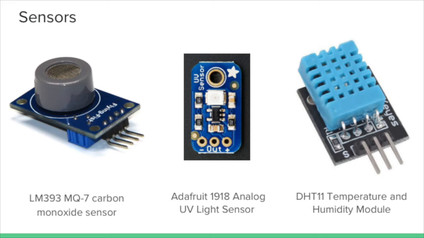To accomplish the scientific goals of this experiment, these three sensors were used. The carbon monoxide sensor on the left had an analog voltage output and was taken to be a measurement proportional to the amount of smog.